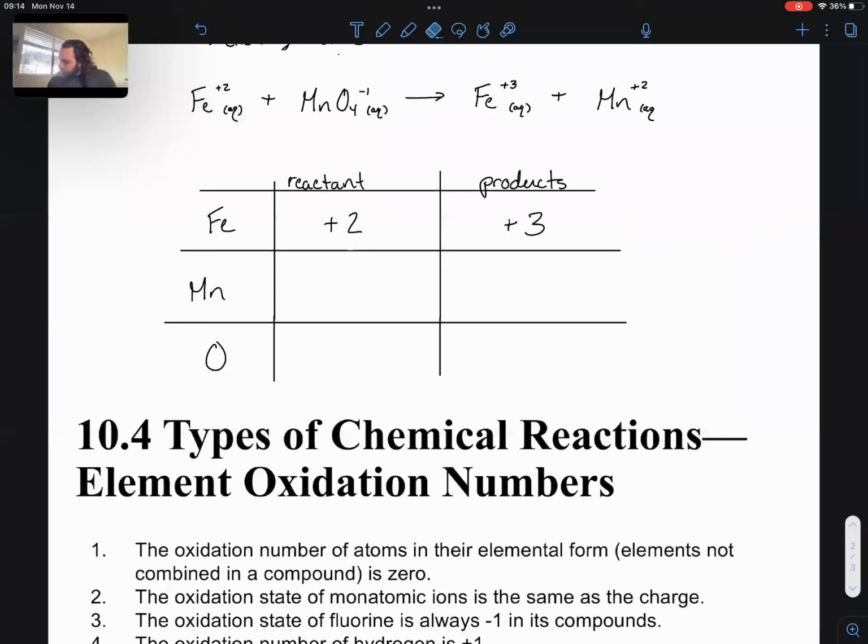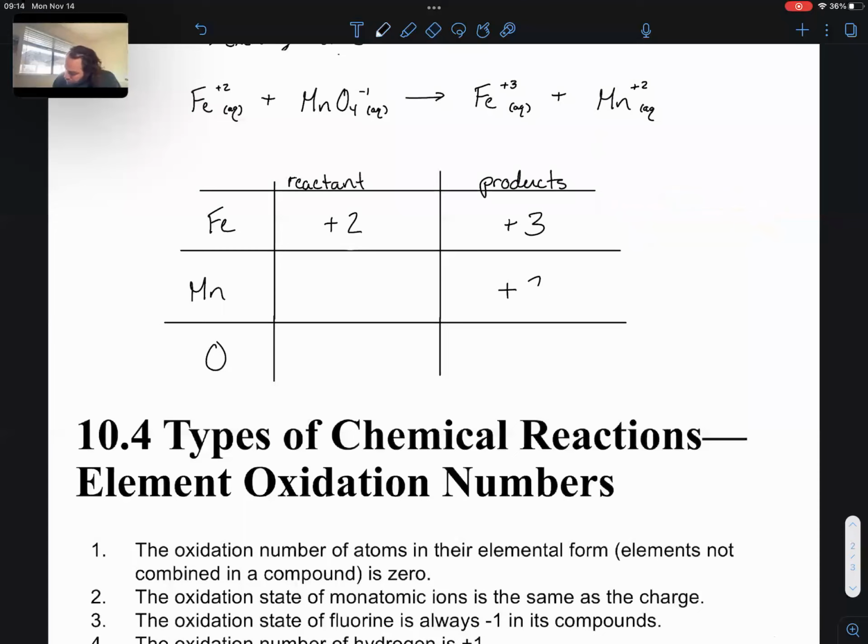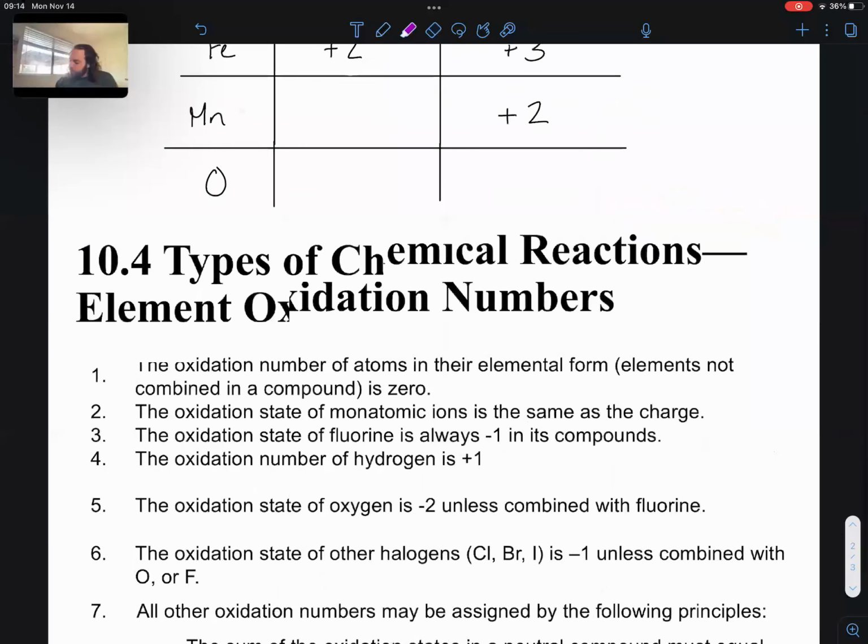All right, so the other box that we can fill in here is the manganese ion on our product side. It's just a monatomic ion, so it's the same as its charge. Okay, so then how do we deal with this polyatomic ion? We've got some other rules for that.